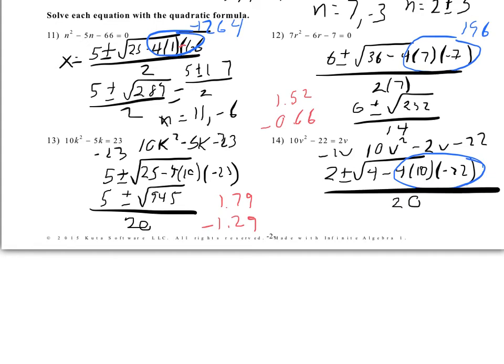Divided by 20, right? 2 times 10 is 20. So 2 plus or minus, we said that came out to 880. Add 4 to that. 884 divided by 20. So I should get 1.59 and 1.39. I have a feeling one of those is negative, is it? Or are they both negative? Yes, one of them is negative, and it is this one right there, negative 1.39.